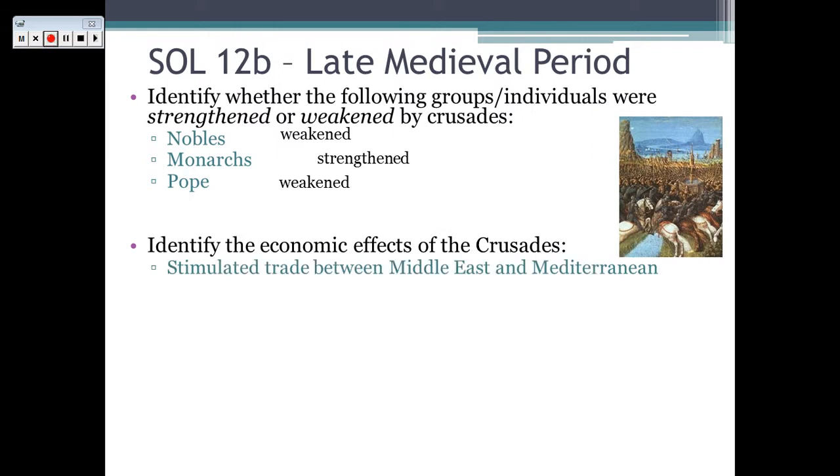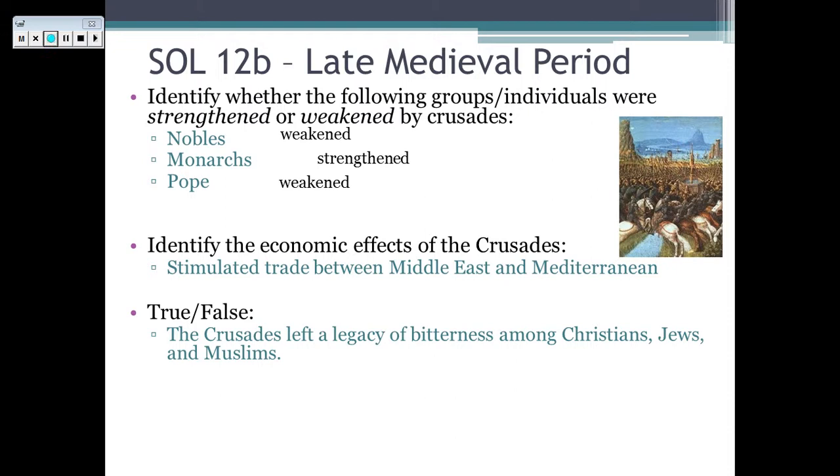The economic effects of the Crusades are we're going to have a stimulation of trade between the Middle East and the Mediterranean. Crusaders are going from Europe to the Middle East, and they are being exposed to all these wonderful Middle East goods that we see along these trade routes, and when they return to Europe, their desire for these goods remains, so they start seeking ways to get it, which will start spurring trade along the Mediterranean.